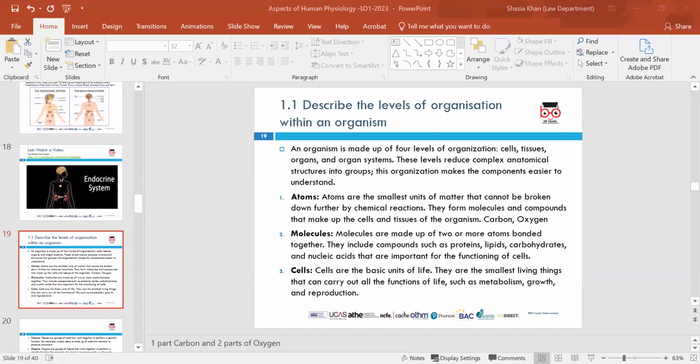Now we're going to look at 1.1. Describe the levels of organization within an organism. And we looked at elements of that, the first one being atoms.